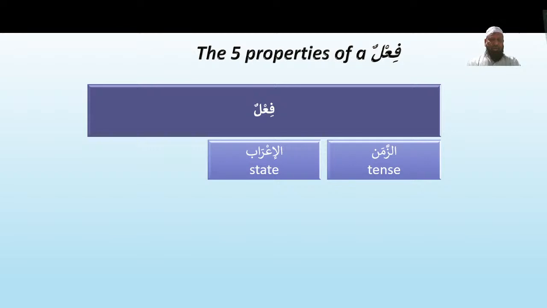Number 2, al-i'rab, which is the state. Every fi'l will have i'rab. Number 3, النوع, gender. In the last lesson, we've learned فعل ماضي مذكر. Today we'll be learning how to make فعل ماضي مؤنث.